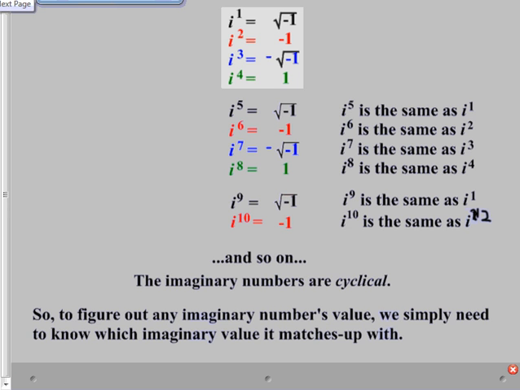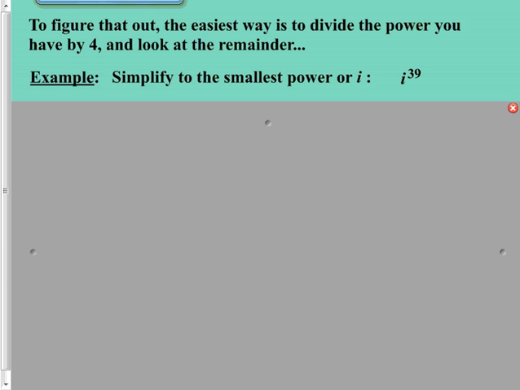Okay, I know the notes are long today, but just hang in there, getting close. So let's take a look at some of these values and how they match up. Now, if you've quit taking notes on me, you need to start again. To figure out how values match up, the easiest way is to divide the power you have by 4 and look at the remainder. Now that means you actually need to divide it, not go grab a calculator off of the wall and ask what the calculator thinks, because we need a remainder, not a decimal point. So we're going to simplify to the smallest power of I, and the value we happen to be working with is I to the 39th.